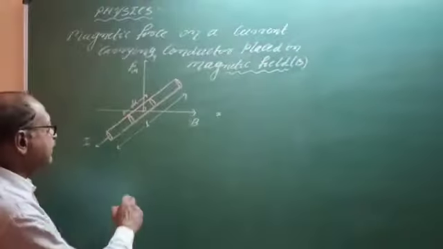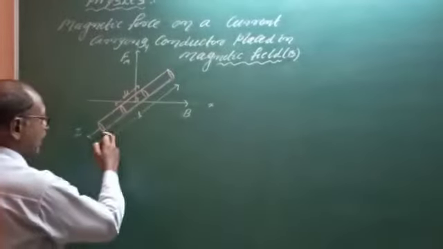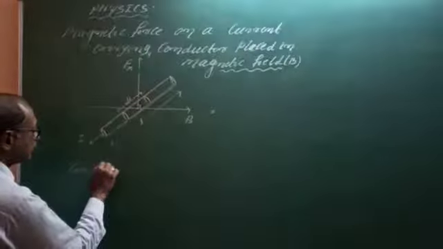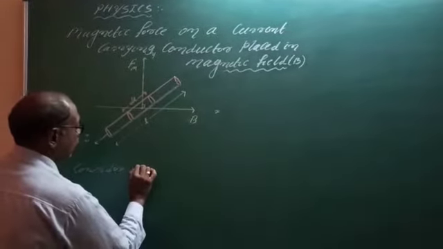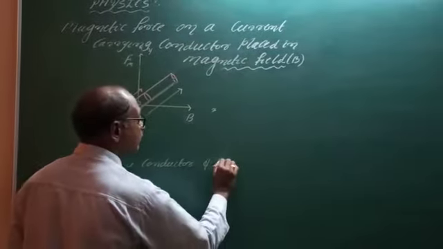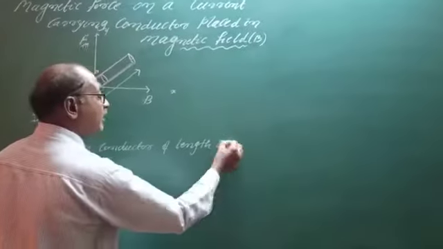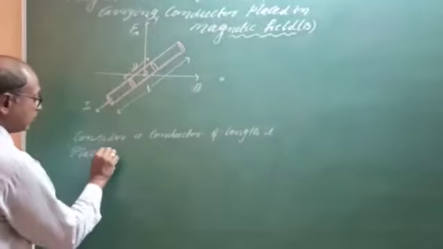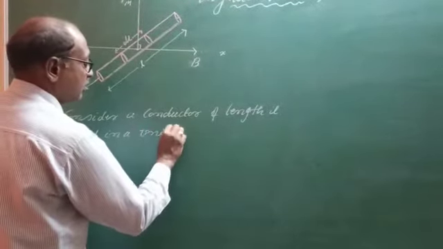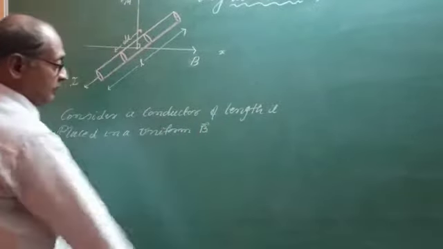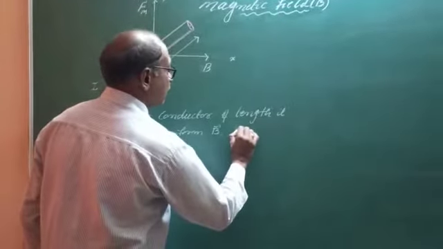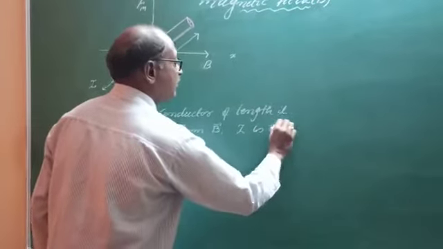So let us consider, here is a conductor. This is the conductor of length L. Consider a conductor of length L placed in a uniform magnetic field, that is B, and carrying a current. I is the current.